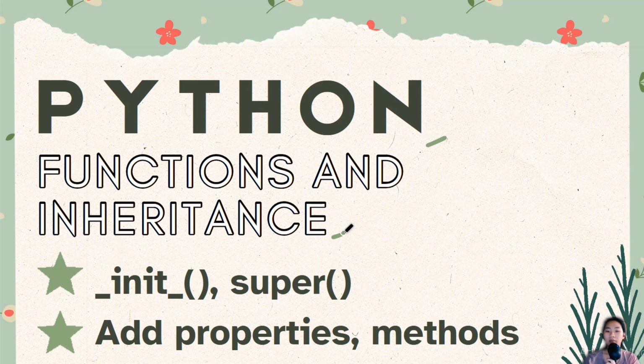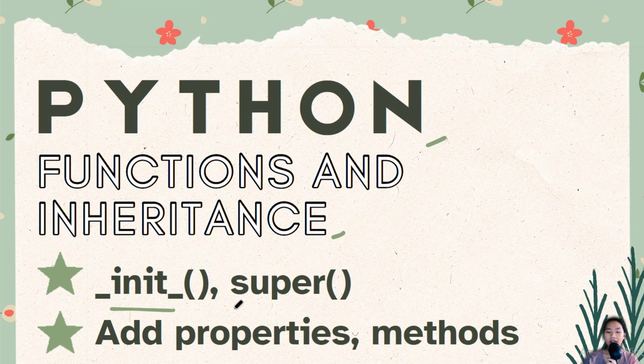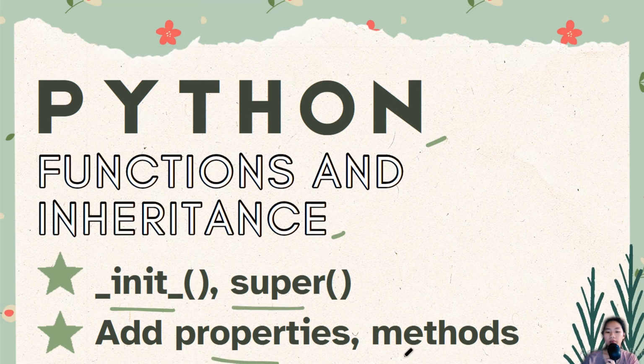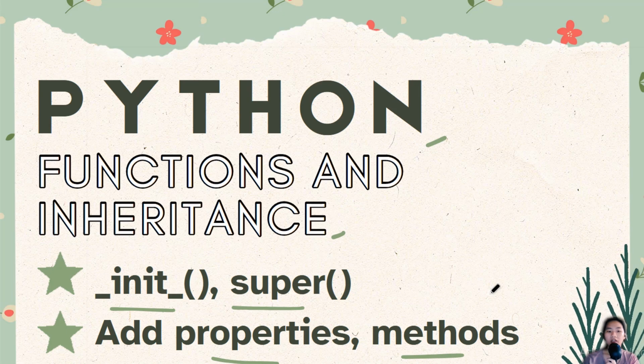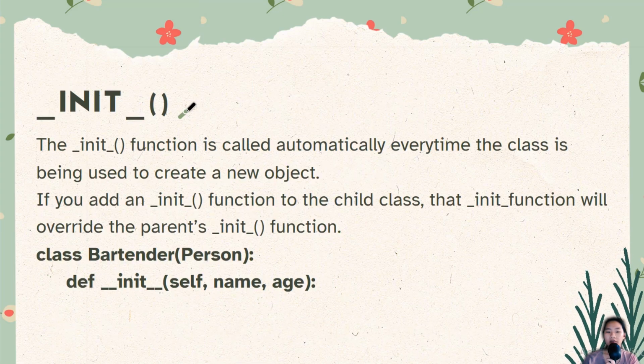A continuation of our previous lesson where we took a look at inheritance. Now in this lesson we'll be focusing on the init and super function, and then how we can add properties as well as methods into a child class. Okay, now let's move on to the first part, the init function.